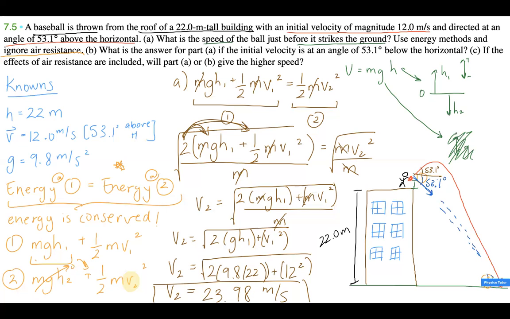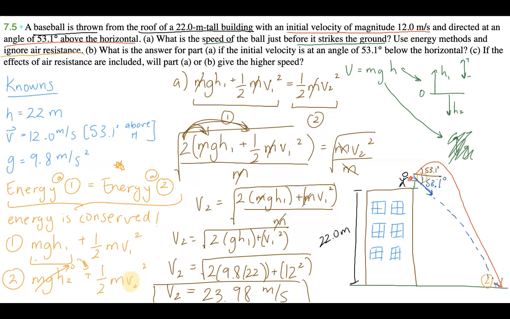I'll try to erase this. Just do it again, actually. Okay, I hope that's a little bit more clear now. But this is the problem. Or sorry, this is the setup for part B. 53.1 degrees below the horizontal axis.